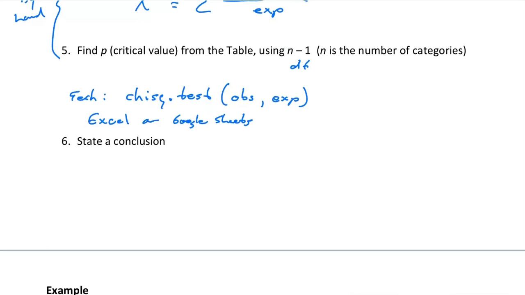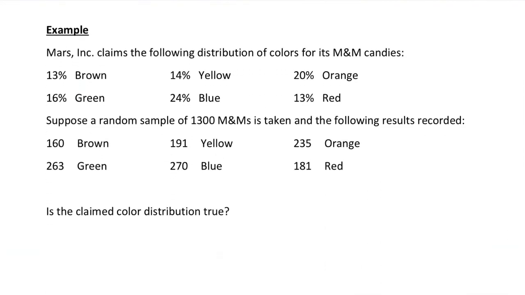Okay. All right, so let's do another example. Kind of put this all together in a more formal way then. So we're gonna do one where we do have different proportions for each category. We're going to assume that Mars Inc. claims that this is the distribution for the colors of their M&M candies. So again, this is not necessarily true. Let's just pretend, for argument's sake, that they claim that 13% of their M&Ms are brown, 14% are yellow, 20% orange, and so on. So we take a very large sample.